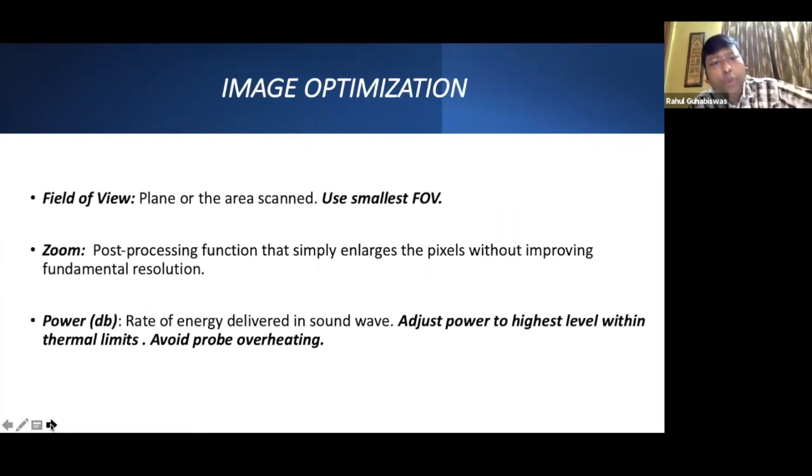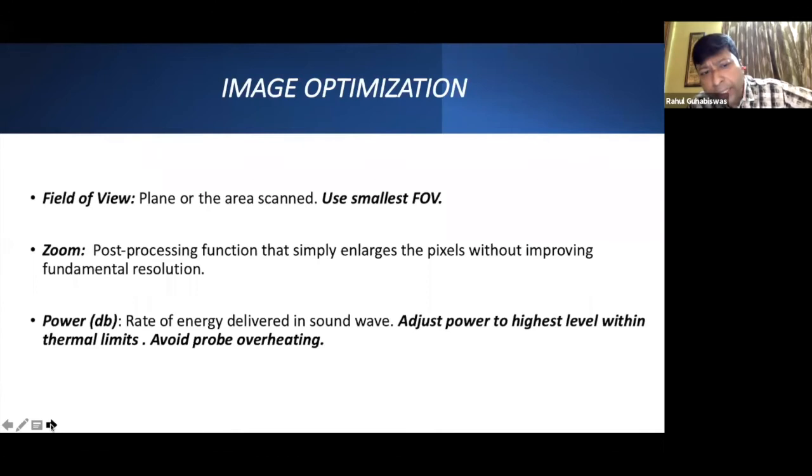Zoom is a post-processing function that simply enlarges the pixels without improving fundamental resolution. This is a post-processing function. There are in certain machines a pre-processing zoom available also.